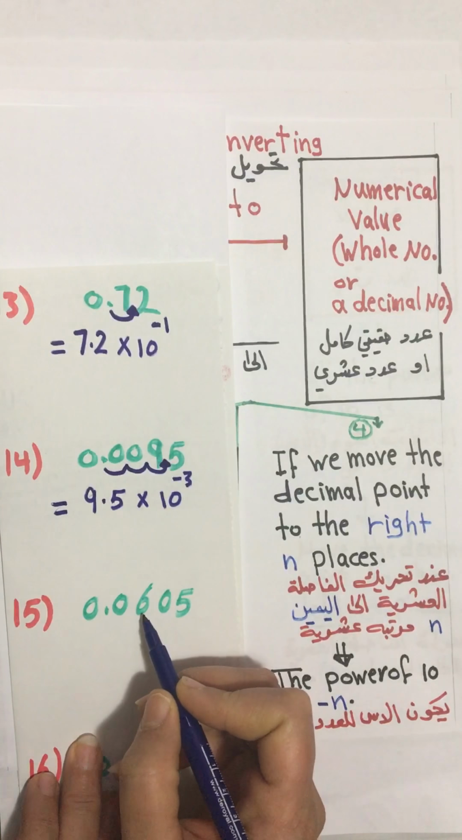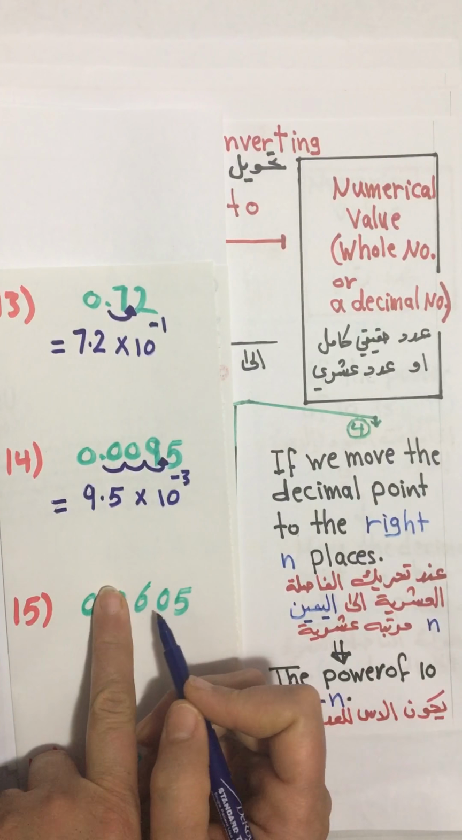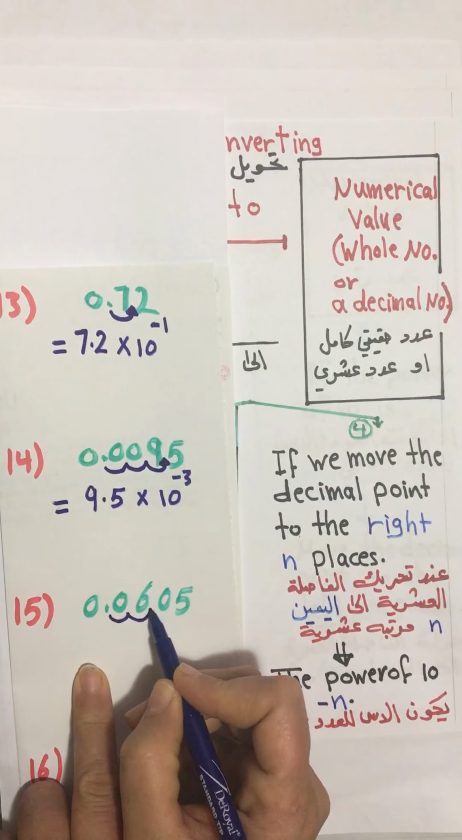So I have 605, this number. So I can move the decimal point 2 places.